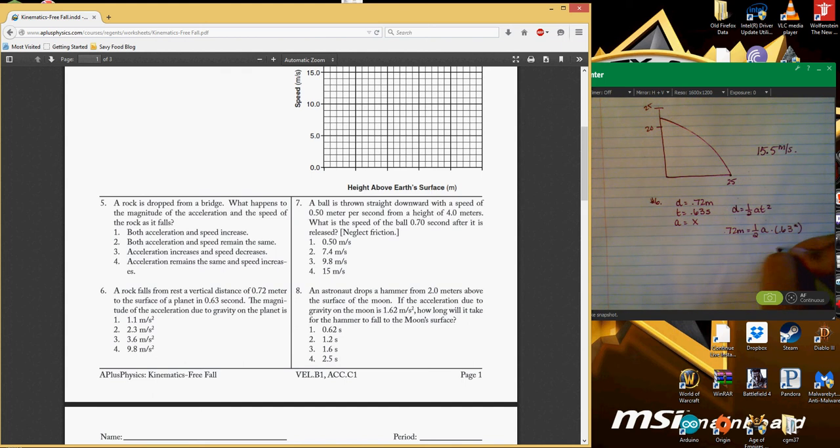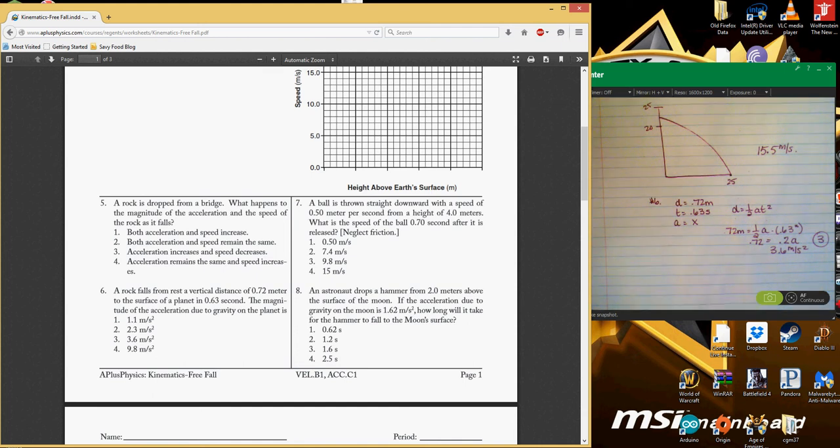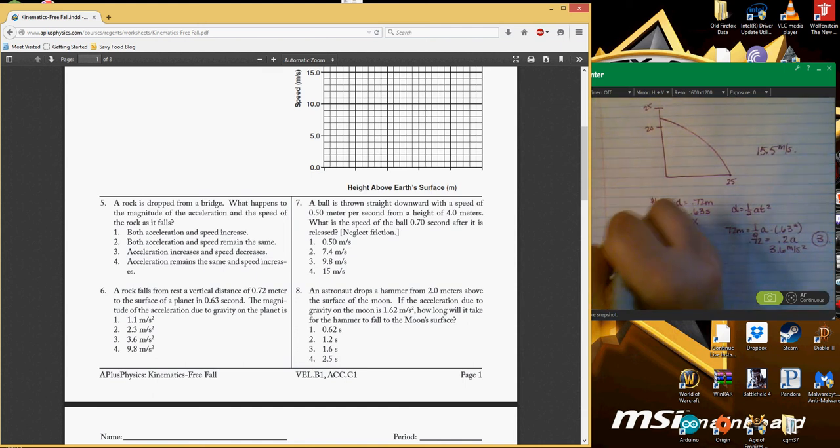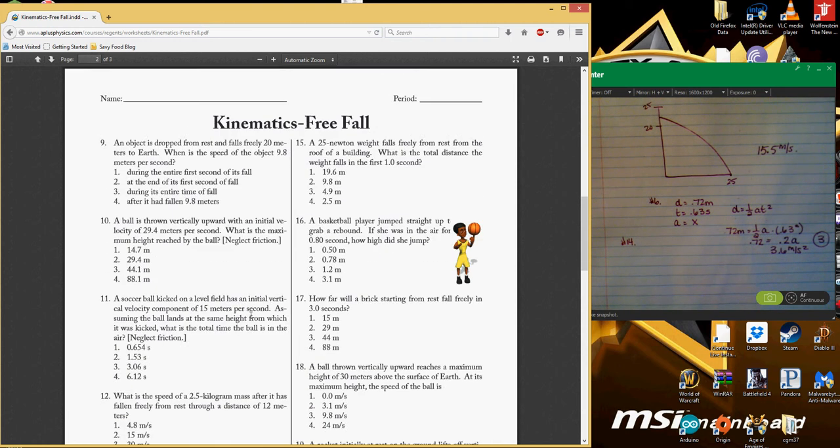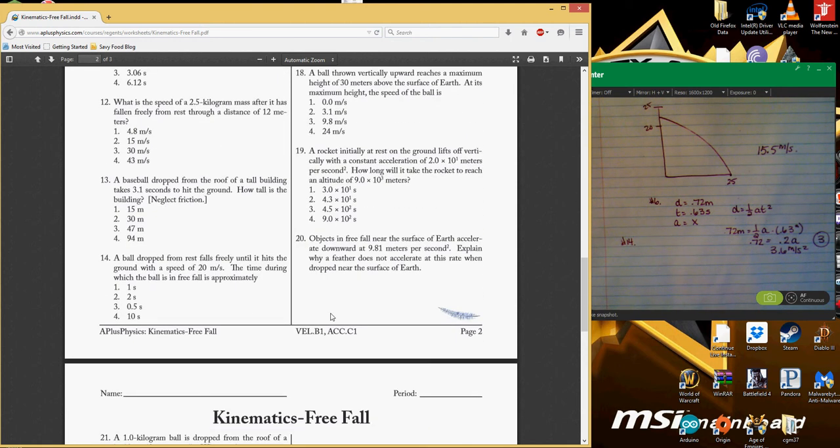So distance is 0.72 meters, which equals 1/2 acceleration, the unknown, times time squared, which is 0.63. Okay. So if I have the 0.63 squared times 1/2, that gives me 0.2, and a for acceleration, which equals 0.72 meters. So that gives me 3.6 meters per second squared. And so your choice should have been choice number 3.